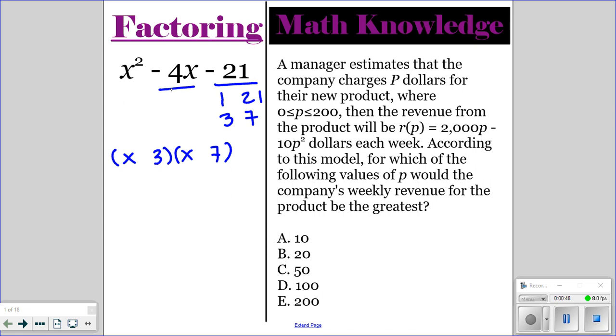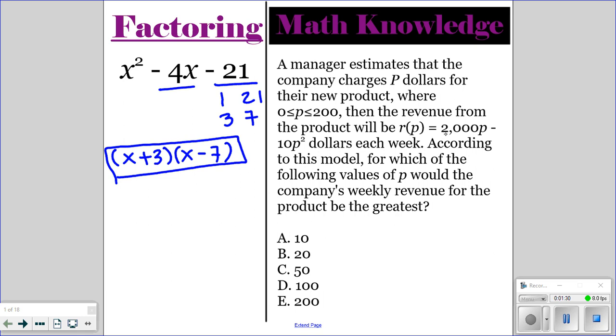So since it's a -4, the bigger number is going to need to be negative. So 7's bigger, it's going to be negative. That leaves the other one to be positive because we're wanting to multiply to give a -21. So one of the numbers had to be negative. And if you check, 3 minus 7 is -4 over here. So this is going to be your answer for your factoring. Just as a reminder, you're multiplying to get this last number, and then you're adding or subtracting to get this middle number.